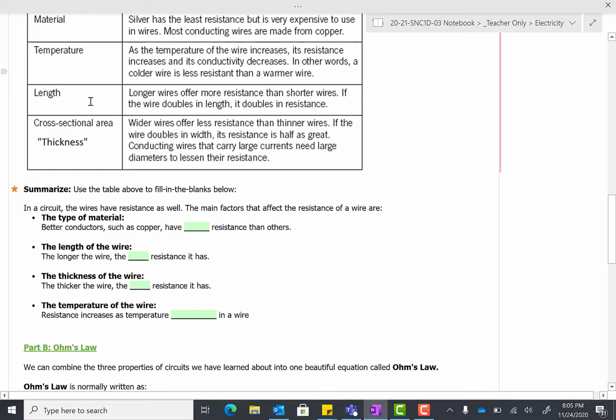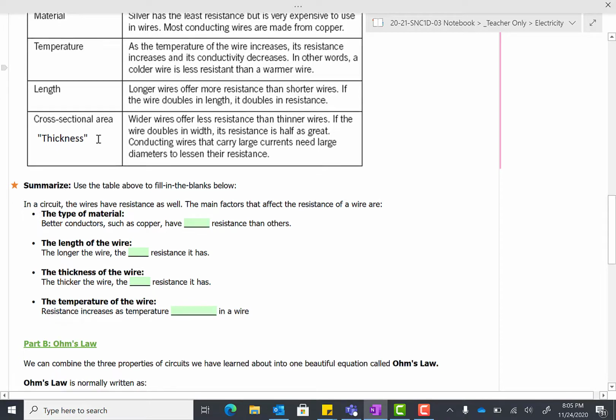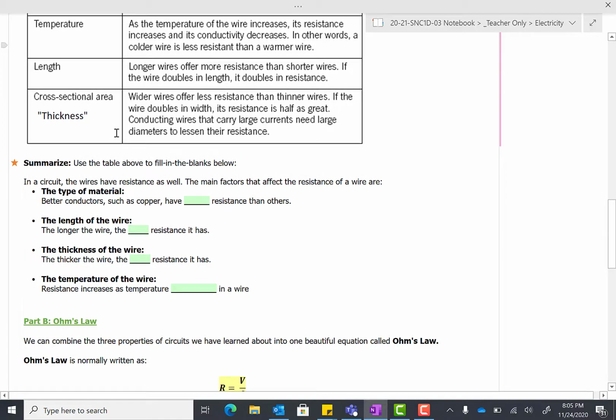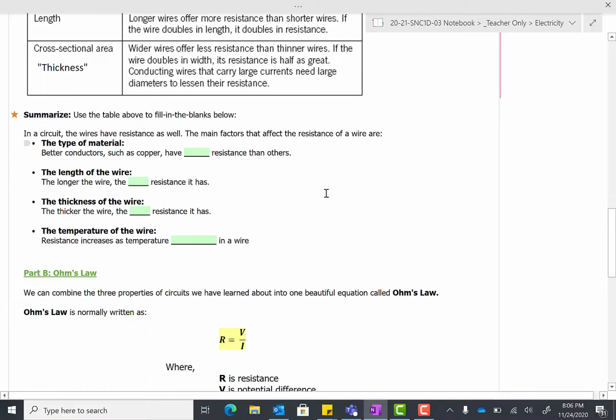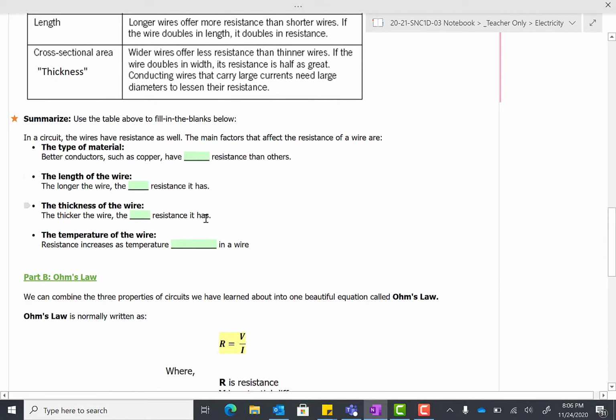The third factor is the length of the wire. Longer wires offer more resistance. So that should make sense. The longer the wire, the longer the path for the electrons to travel, and thus the more resistance there is in that circuit. And then your last one here is cross-sectional area or thickness. So wider wires offer less resistance than thinner wires. And that should make sense, because the wider the wire, the less those electrons are going to actually run into each other, the more room they have to flow. So less resistance overall. So use these ideas here to help you fill in those blanks.